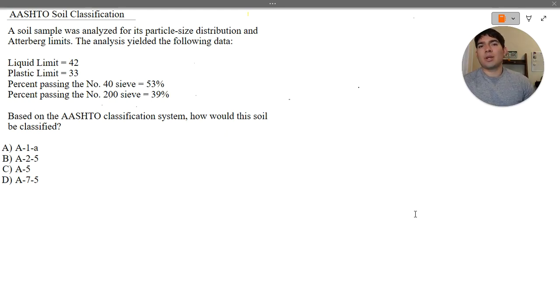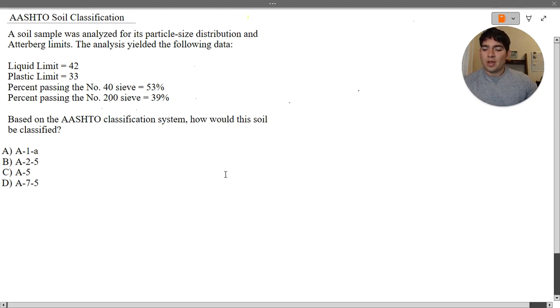Today I'm going to be doing another FE review problem for you. In this case we have a soil mechanics AASHTO soil classification problem. So basically we're given the particle size distribution and Atterberg limits for a soil sample, and we are asked to classify the soil based on the AASHTO classification system.